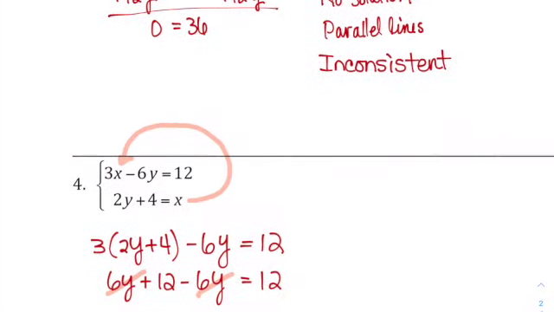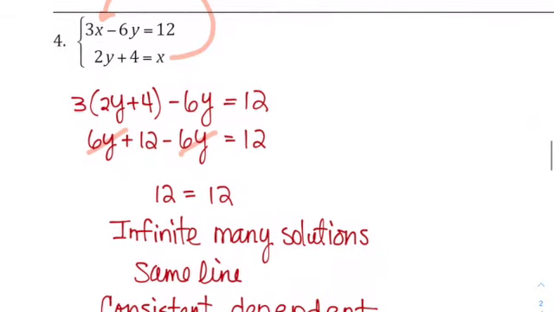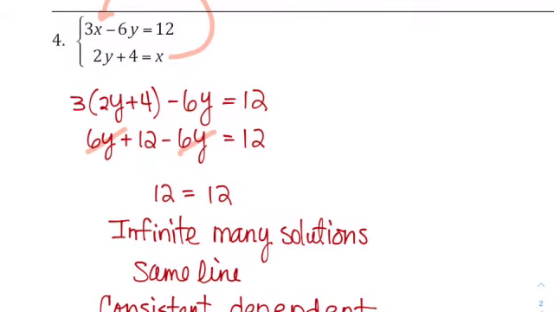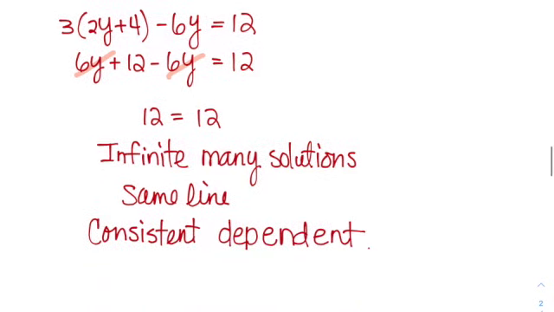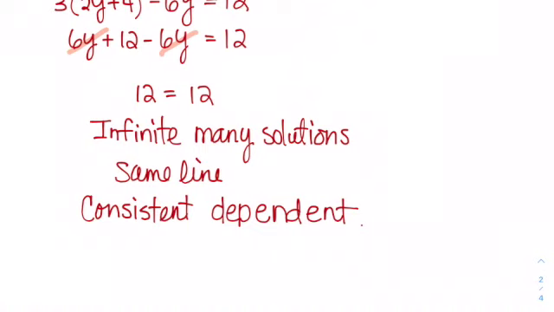Number 4, what you have here is x already by itself, so you're going to plug from the second equation into the first equation. Notice the orange line I pointed out. Once you plug it in and simplify, you get 12 equals 12. And they are exactly the same. Because they are exactly the same, they have infinitely many solutions. Same line, consistent, dependent.